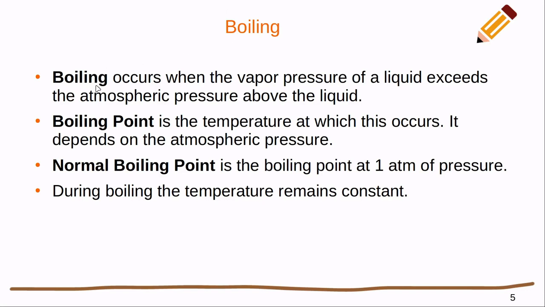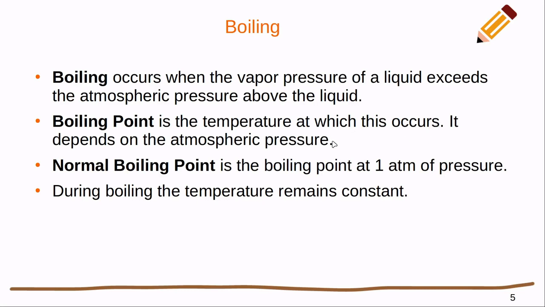Boiling occurs when the vapor pressure of the liquid exceeds the atmospheric pressure above the liquid. So all liquids have the atmospheric pressure pushing down on them. And if you get the temperature high enough that the vapor pressure of that substance exceeds it, that's when you start to see this rapid escape of molecules out into the atmosphere. The boiling point is the temperature at which this occurs, and it will depend on the atmospheric pressure.